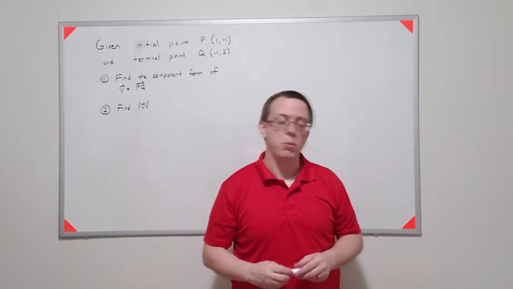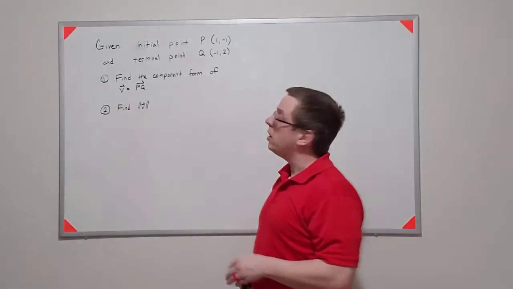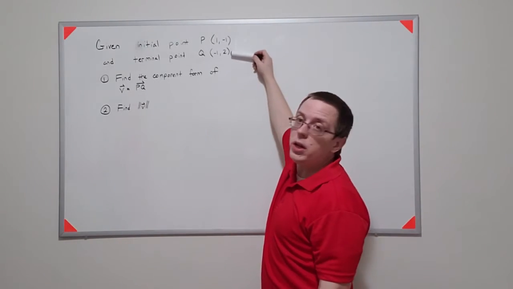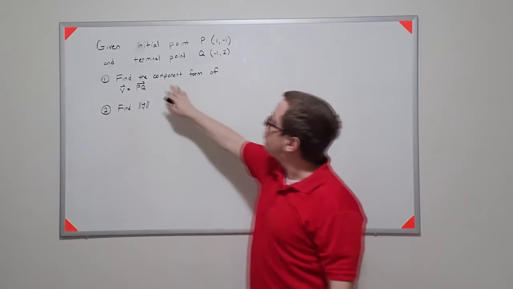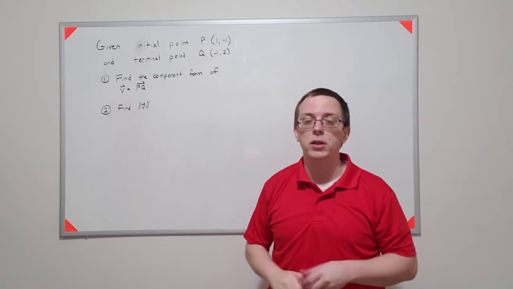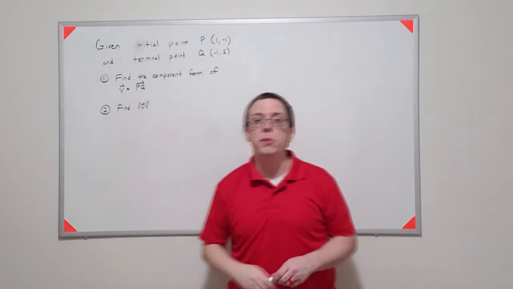Right, so let's do a quick example. If I'm given 2 points, P and Q, so we start at P and we end at Q, let's find the component form of the vector that represents that directed line segment, and let's find the magnitude.